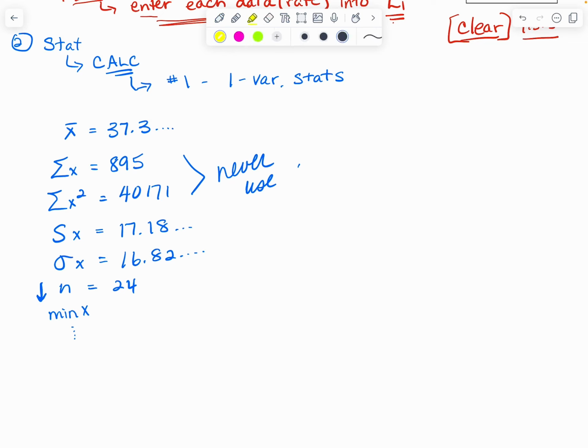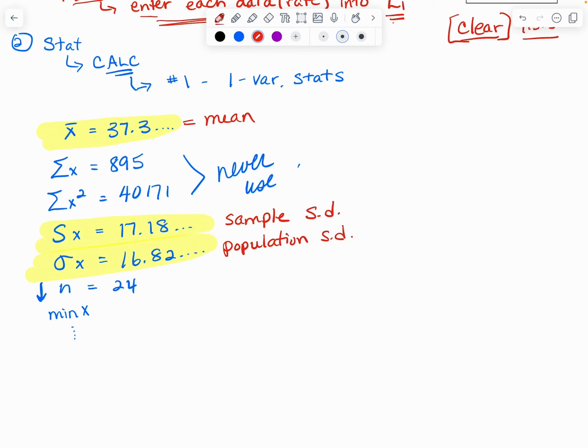For what we're using right now, we are most interested in the mean, and then we're going to be interested in the standard deviation, whether it's the population or whether it is the sample. So this is the sample standard deviation. This is the population standard deviation. This is your mean. Those are the three right now that we're going to use the most.